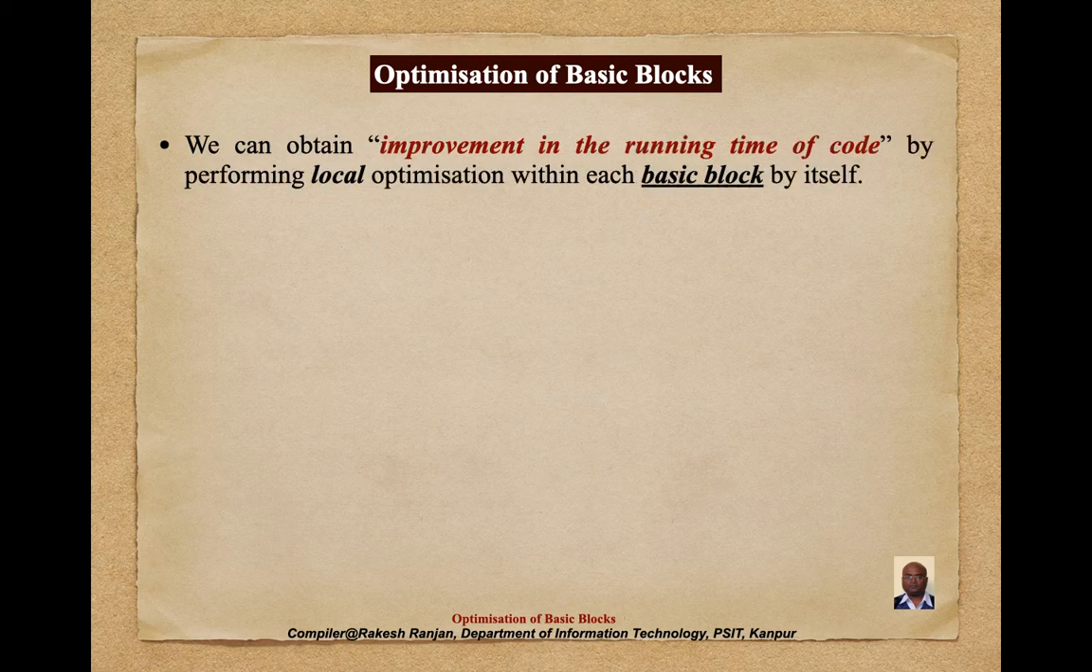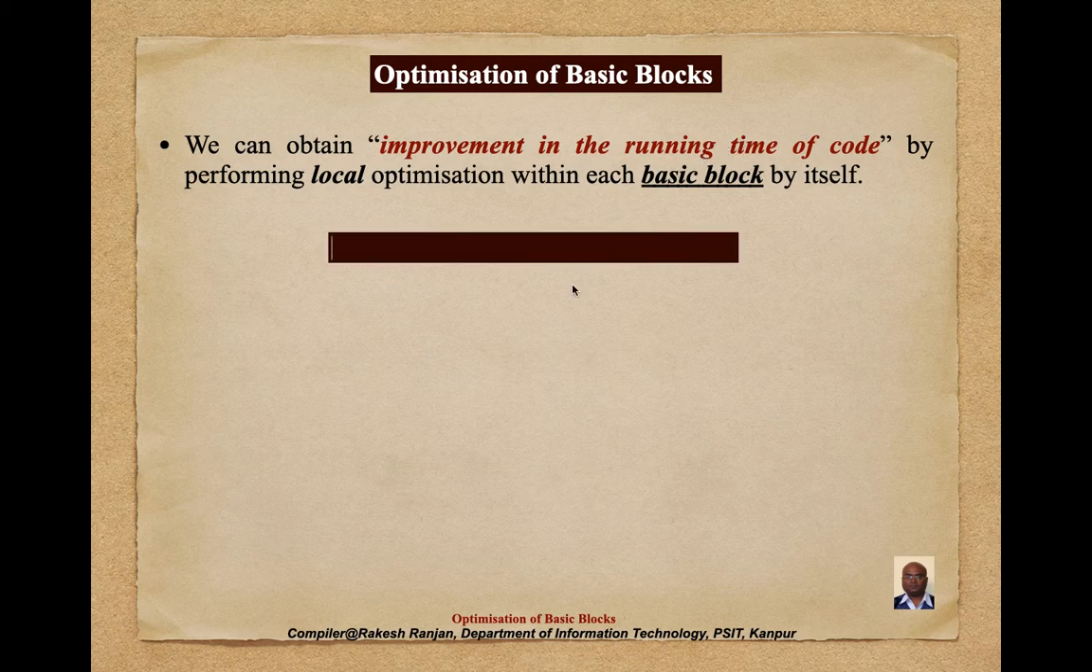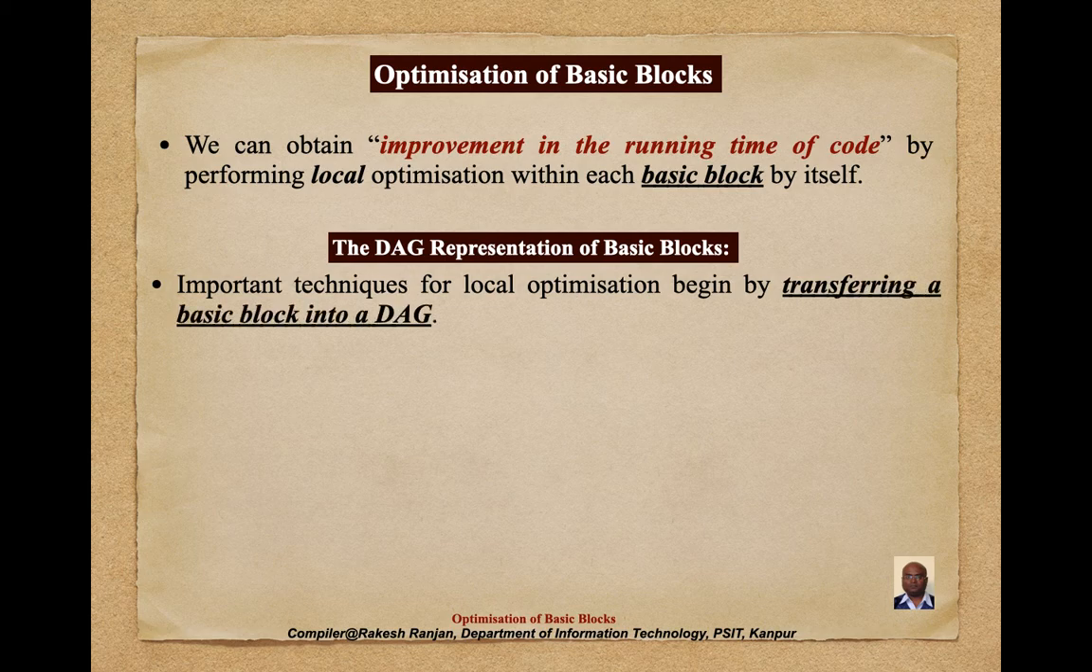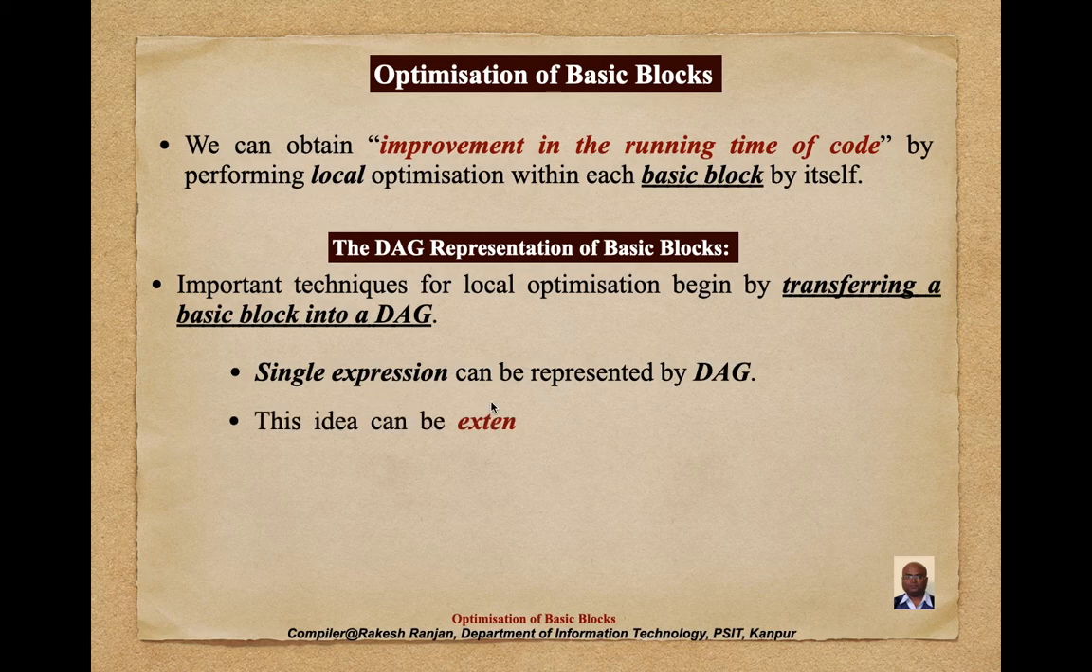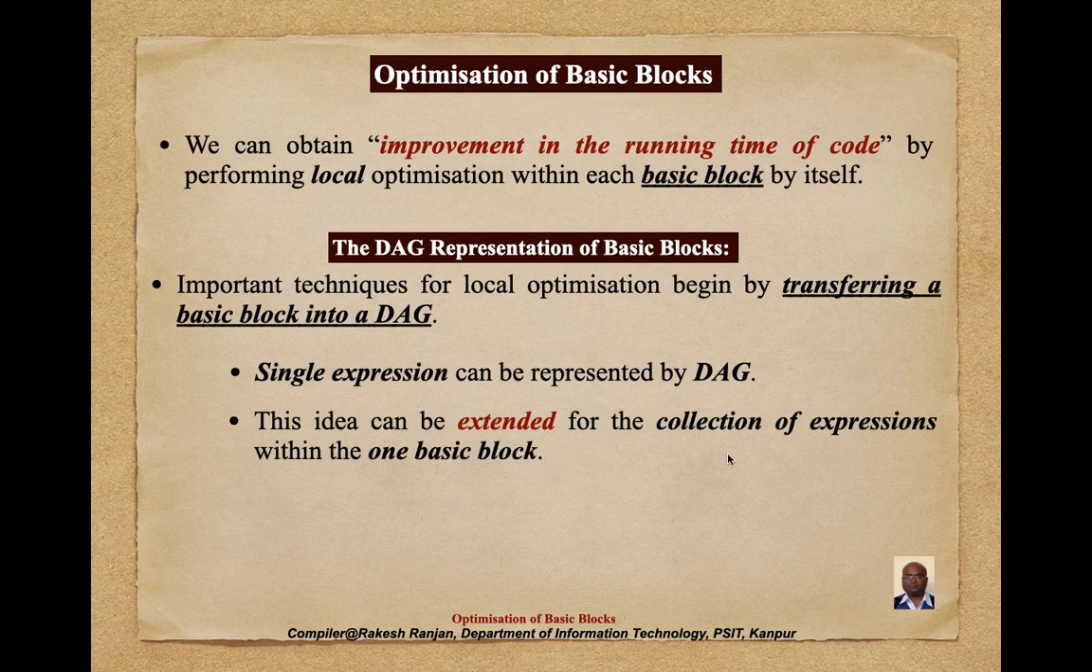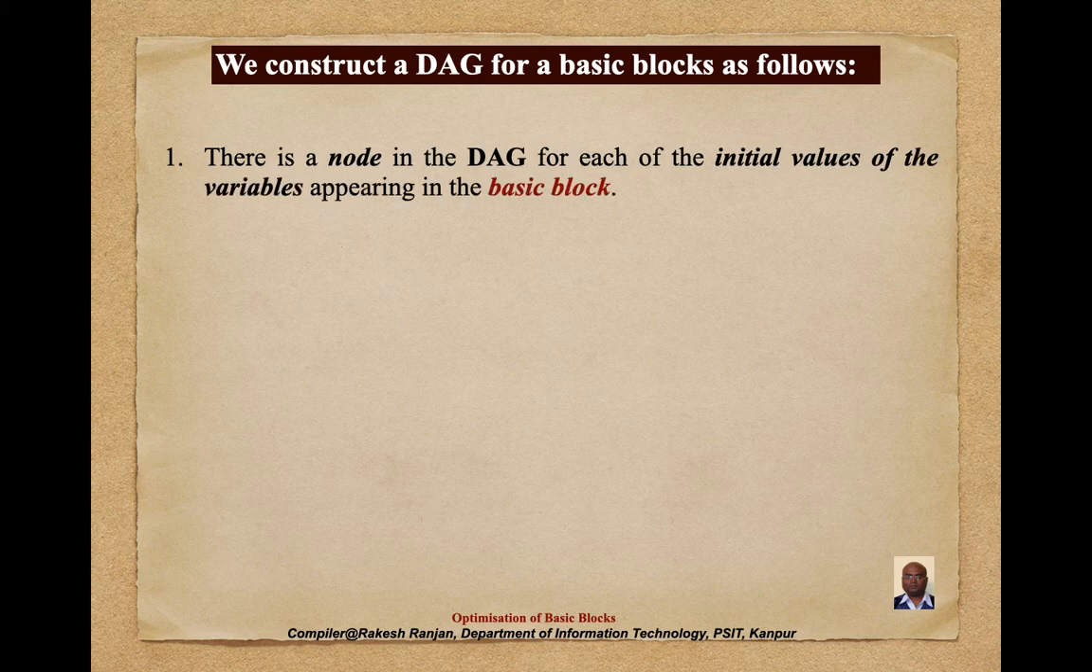In optimization of basic blocks, we can obtain improvement in the running of the code by performing local optimization within the basic blocks by itself. The DAG representation of basic blocks we need to learn for the optimization. An important technique for local optimization begins by transforming a basic block into a directed acyclic graph. A single expression can be represented by a directed acyclic graph. This idea can be extended for a collection of expressions within one basic block. And now we will learn how it can be represented.